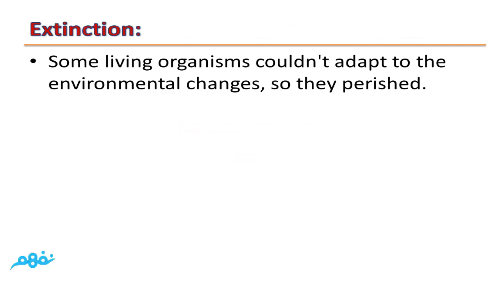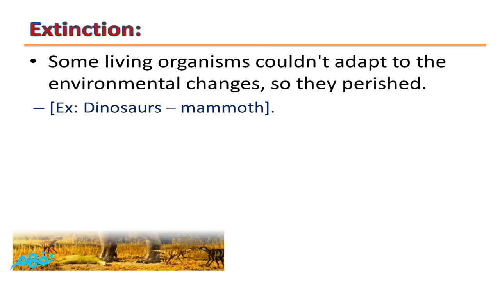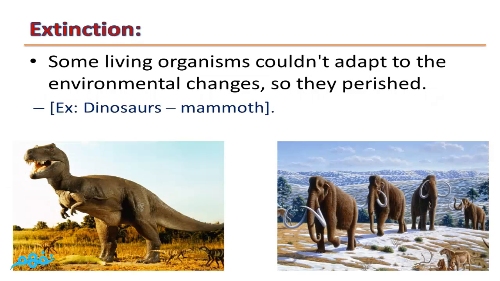Extinction. Some living organisms couldn't adapt to the environmental changes, so they perished or became extinct, such as dinosaurs and mammoths.